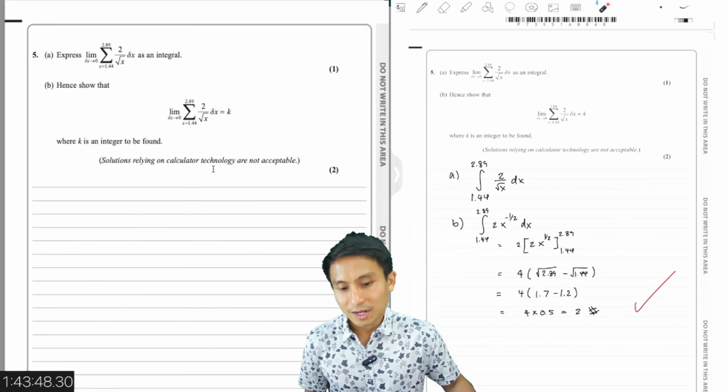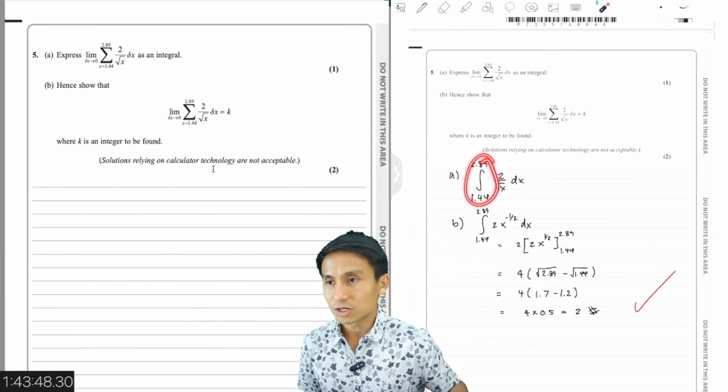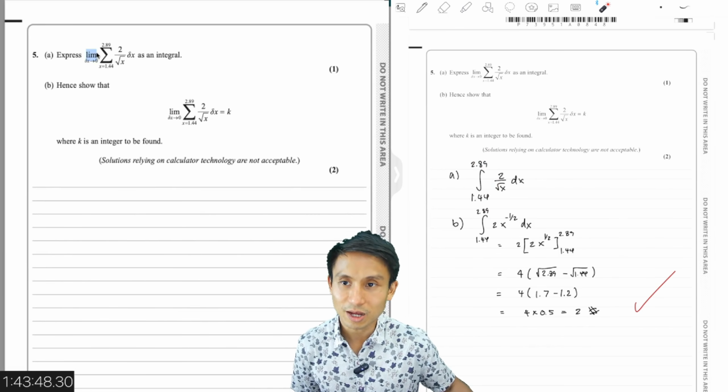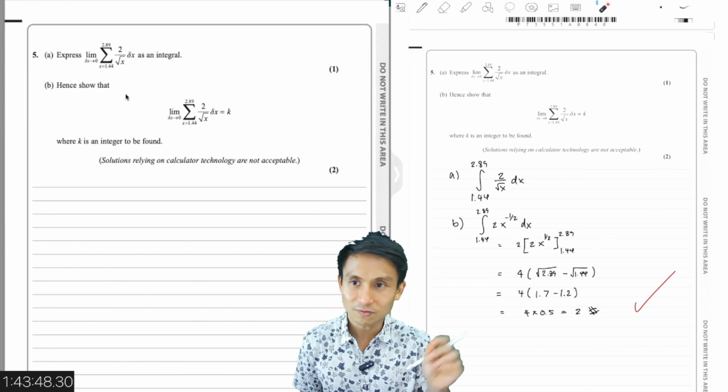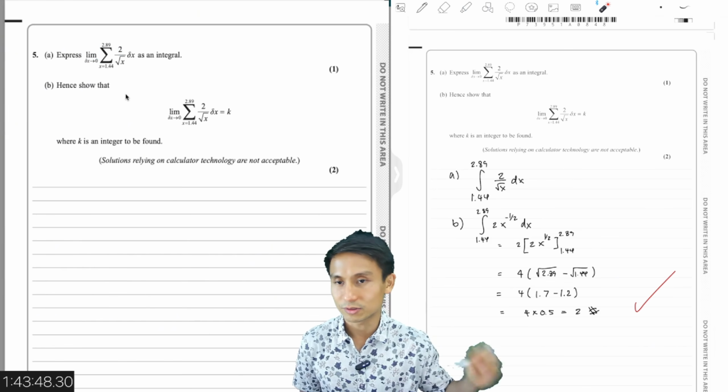Number 5, you need to know the definition of the integral there. This is a Riemann definition of integral where the strip has infinitely small widths.